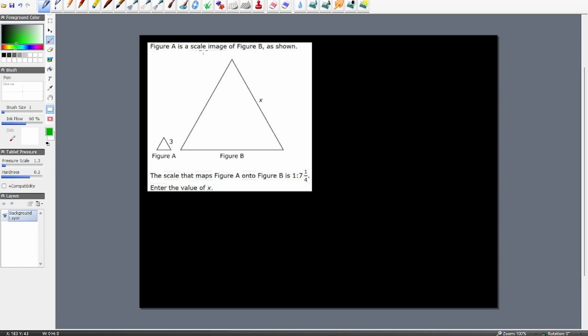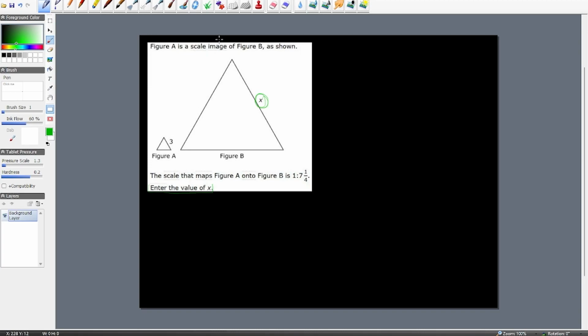Figure A is a scale image of figure B as shown. We have figure A, figure B. The scale that maps figure A onto figure B is 1 to 7 1/4. Enter the value of x. So here's what we're being asked to find. We're asked to find what does x equal.